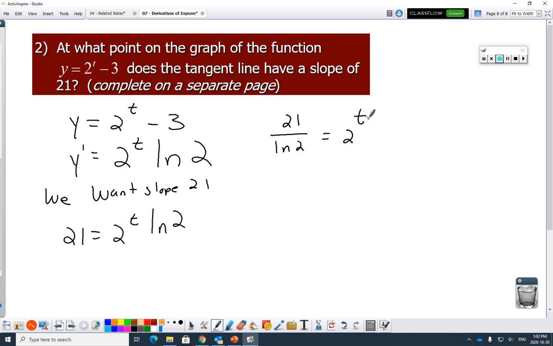And there's several ways to handle this. But the most powerful way to handle it when you've got something up in the exponent is take lns of both sides, or whatever log you want, allowing you to bring that down. And then you can finish isolating.